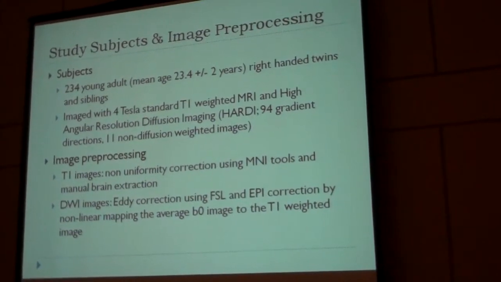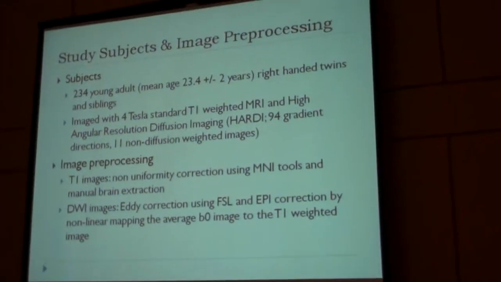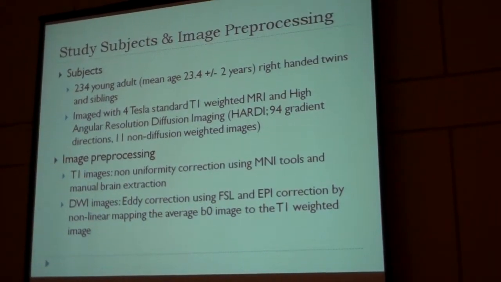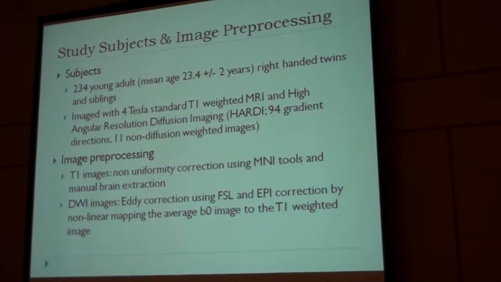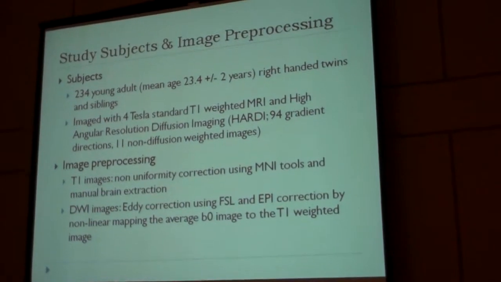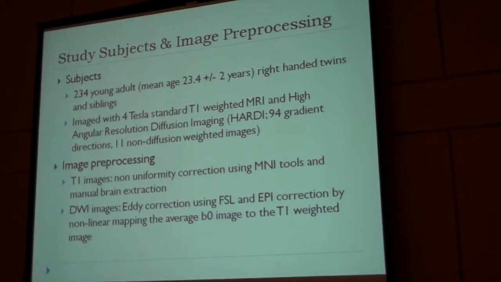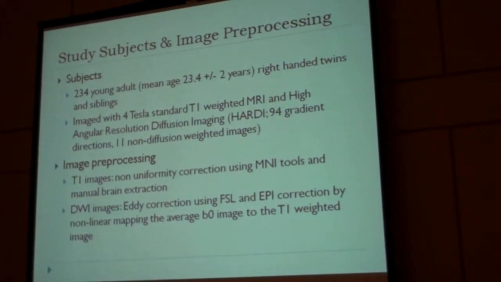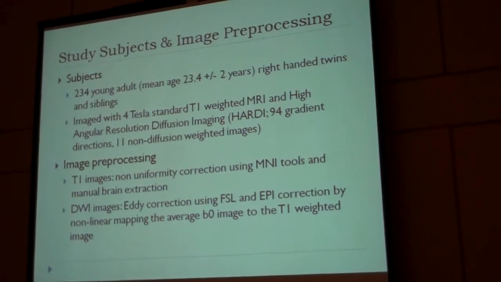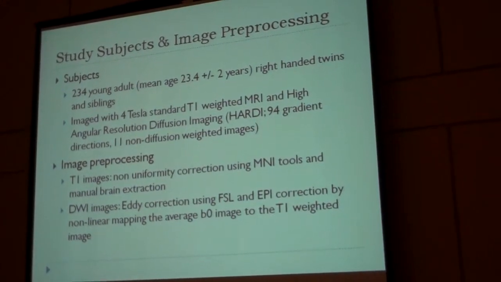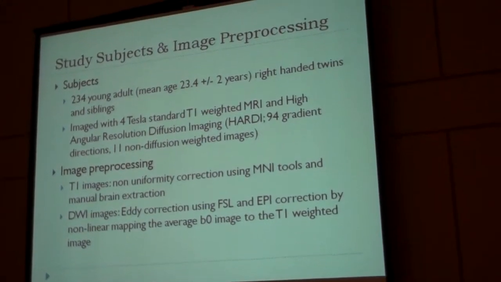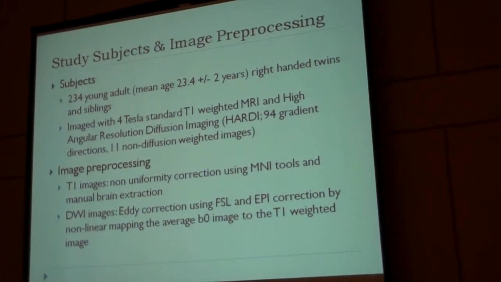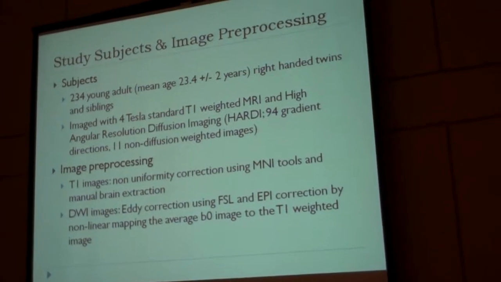Our subjects consisted of 234 young adult right-handed twins and their siblings. We imaged them using 4 Tesla standard T1 weighted magnetic resonance imaging and high angular resolution diffusion imaging, referred to as HARDI. The T1 images were corrected for non-uniformity, and we used eddy and epi correction on our diffusion weighted images. And then linearly registered the HARDI images to the T1 image space.